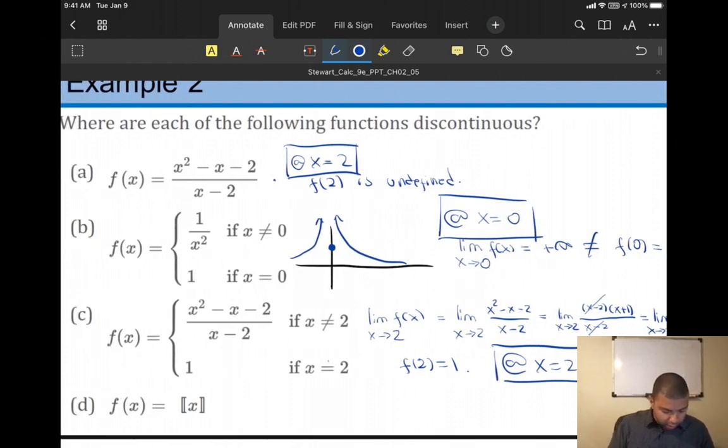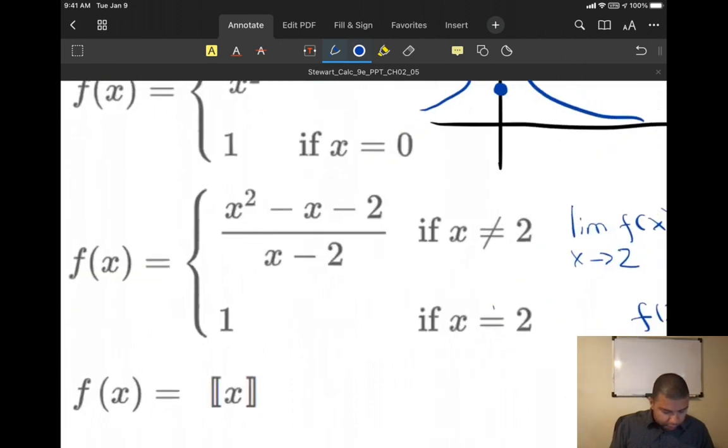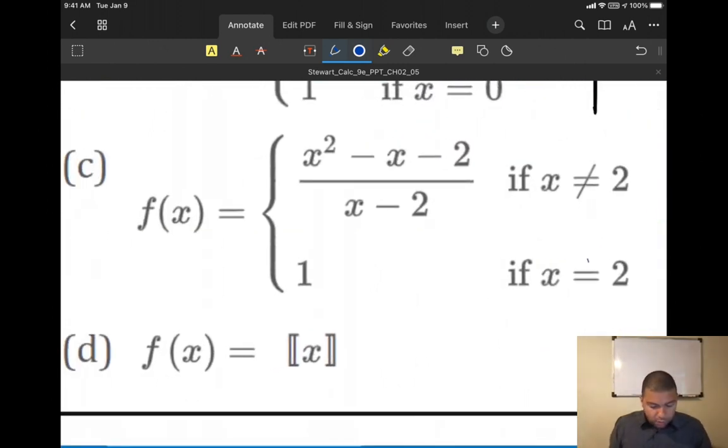Oh, this is a good one. If you don't remember this function, this is sometimes called the step function or the greatest integer function. Many different names, sometimes called the floor function as well. This is giving you the highest integer that's smaller than your input. So f of 5.5 is 5. Basically just round down to the highest integer.